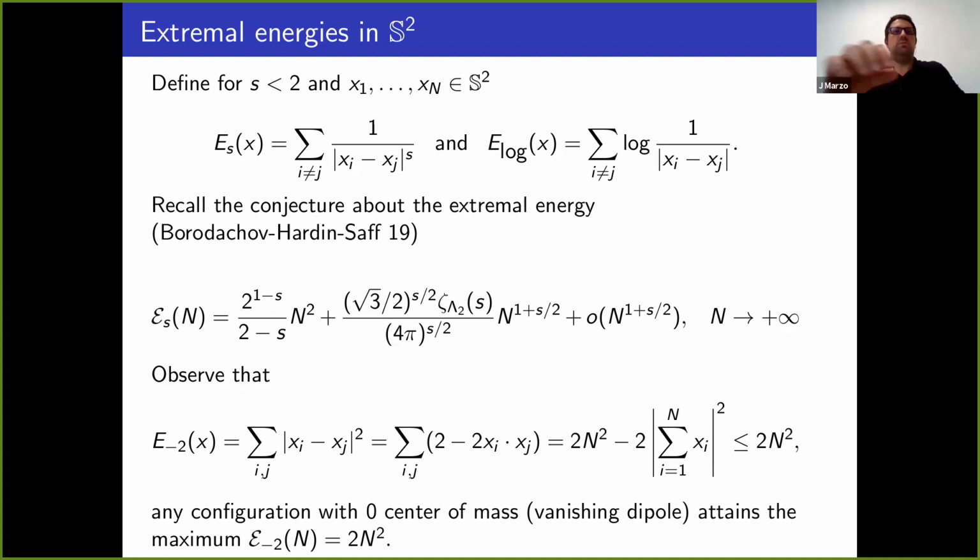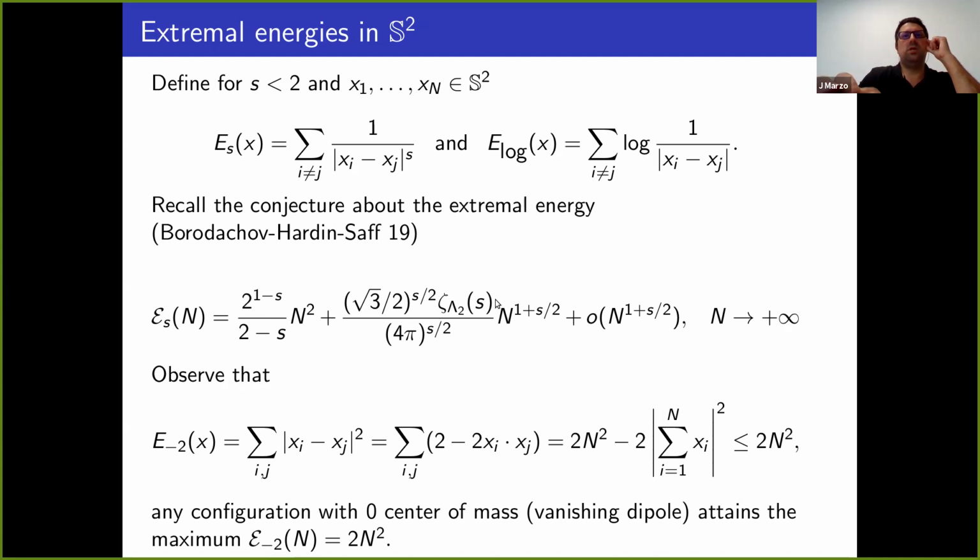But I'm going to mention basically this conjecture. So the conjecture is not mine. I think it was Brauchart, Hardin, Saff and Bormsley, in the paper. But the point is that the minimal energy is conjectured to behave like this. So you have this first term, and then you have a second term.